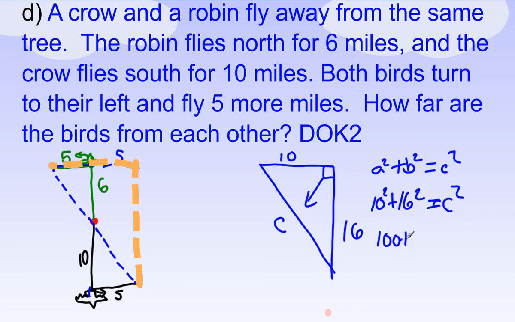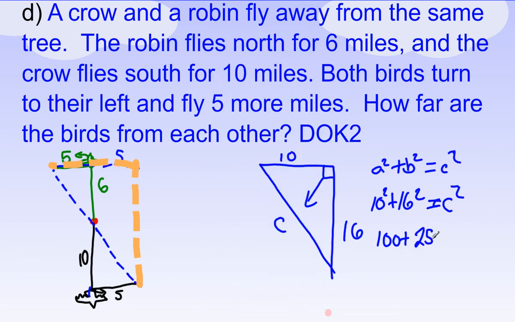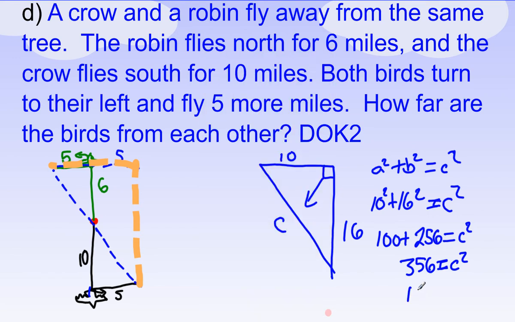10 squared is 100. 16 squared is 256. Add that together gives me 356. That's going to be around 19, I think. Square root gives 18.86, or 18.87 if you round it to the nearest hundredth. And that's if you take the square root of each side. So the distance the two birds are away from each other is 18.87 miles.